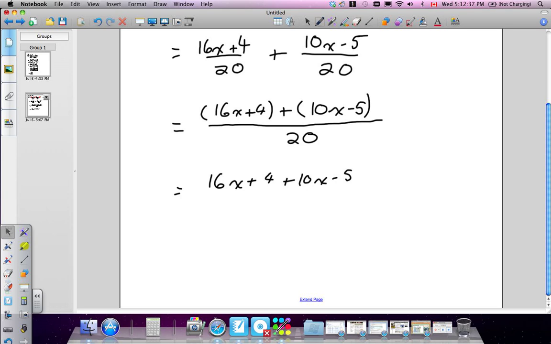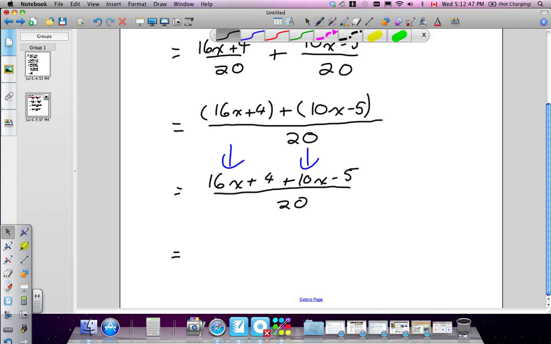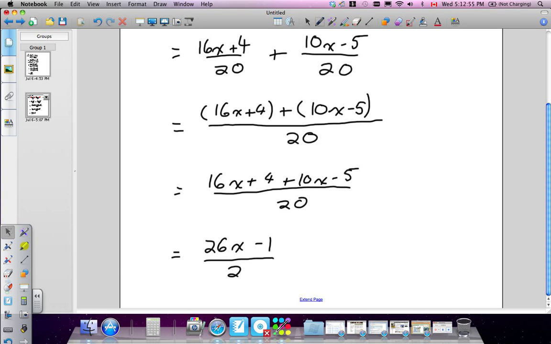I'm going to collect my like terms. So 16x plus 10x, what's that going to give us? 26x. Yeah, so I have 26x. And 4 minus 5, minus 1 over 12. Okay, and that's as simplified as you get. There's no restriction because it's divided by 12. Does that make sense?